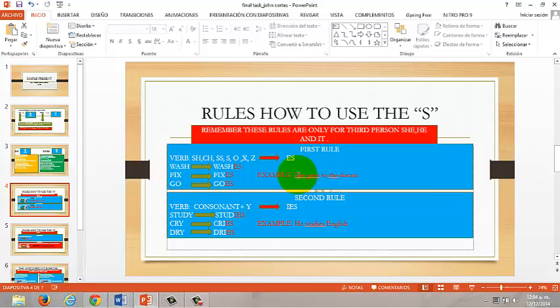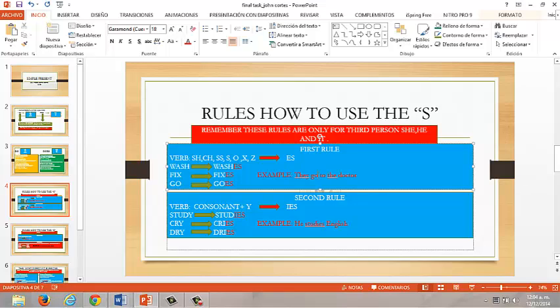But suppose I'm going to change something. Let me show you something here. I'm going to change the subject to they. Because I put they, we can't add the s. The sentence will have the verb returning to its normal form: they go to the doctor.